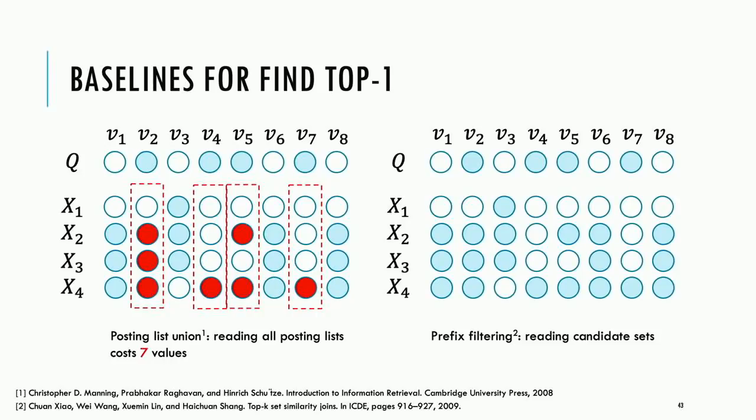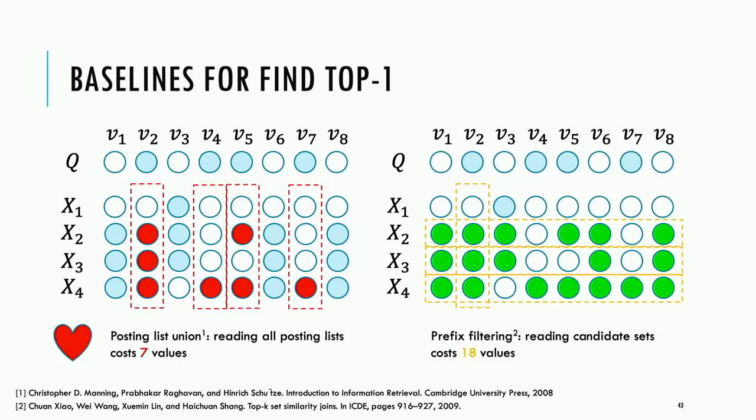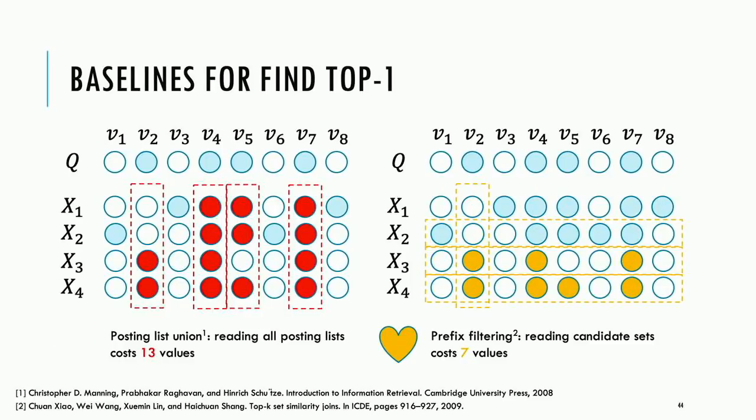The second baseline is called prefix filtering. Some of you might know this. The idea is a little bit involved. Instead of reading all the posting lists, you read them one by one. You read the first posting list and read all the sets that you discovered from the posting list, up to the point when there are no more new sets that can beat the best one you have. So in this case, we found that X4 completely overlaps my query. So we say, okay, X4 is a winner, we stop. It costs 18 values. So in this case, the posting list union wins out over the prefix filtering. But if we change sets, we get a different result. In this case, prefix filtering reads a lot fewer values than the posting list union.